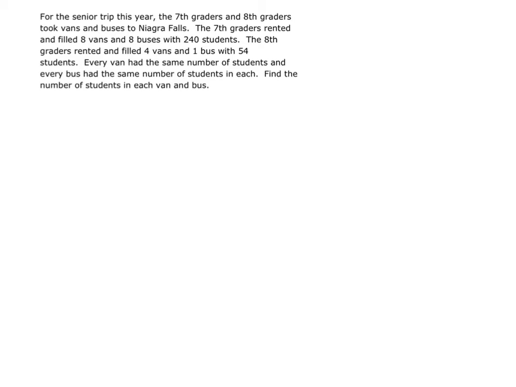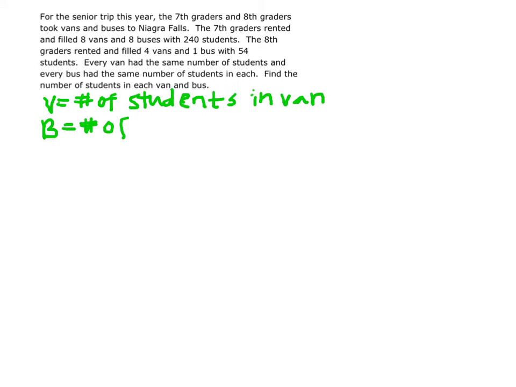The first step is to assign our variables. We'll let V equal the number of students in the van. And we'll let B equal the number of students in a bus. Once we have our variables, we can start writing our system of equations.